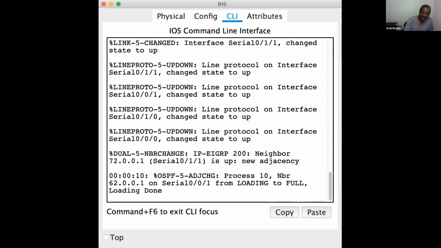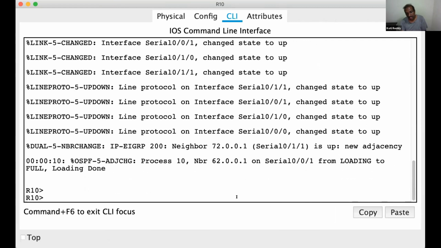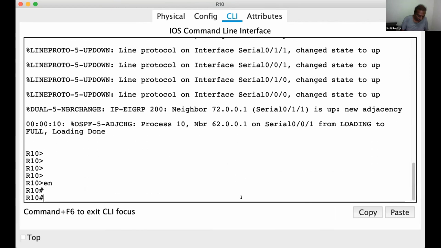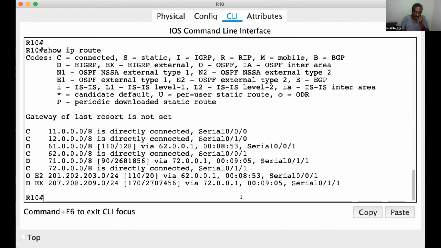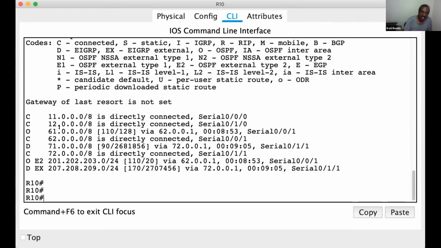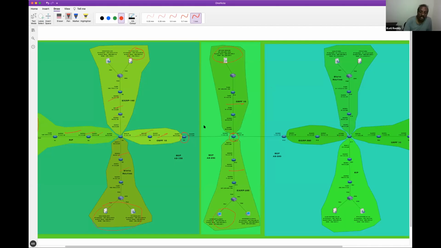So I go to R10. In R10 here, I say enable. I give the command show IP route. I can see all these routes, like the 60 series, and I could also see the 70 series. I could also see the 201 network and also the 207 network on the R10 router. So I'm able to bring successfully all the routes till the border router of ISP1 and also the border router of ISP2.